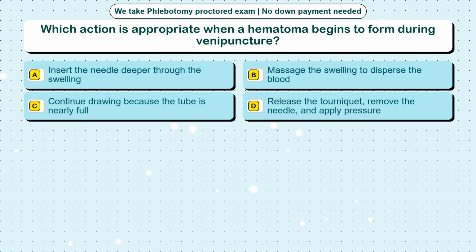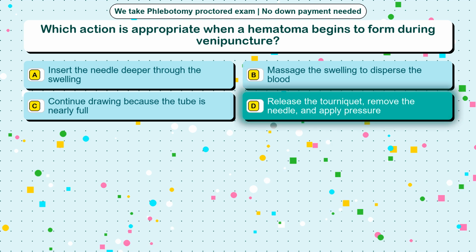Question 52. Which action is appropriate when a hematoma begins to form during venipuncture? Option A, insert the needle deeper through the swelling. Option B, massage the swelling to disperse the blood. Option C, continue drawing because the tube is nearly full. Option D, release the tourniquet, remove the needle, and apply pressure.